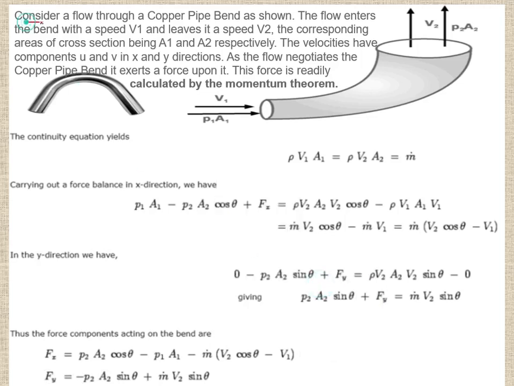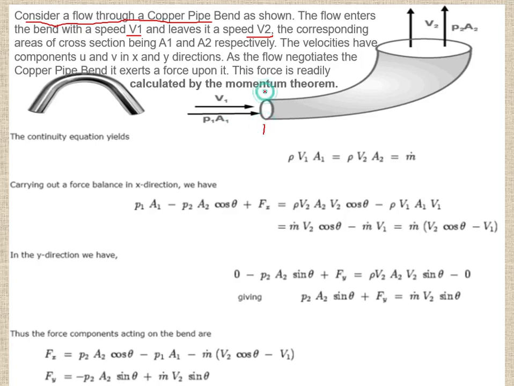Consider a flow through a copper pipe bend. So first the material is copper pipe, bend as shown in figure. The flow enters the bend with a speed v1, the entering velocity is v1, and leaves with a speed of v2, and the leaving velocity is v2. The corresponding areas of cross section are A1 and A2. So the cross sectional area at point 1 is A1.